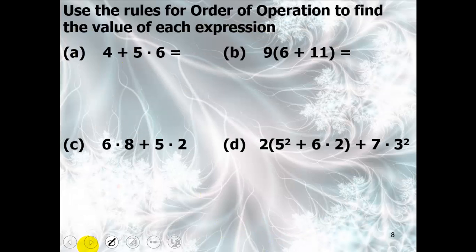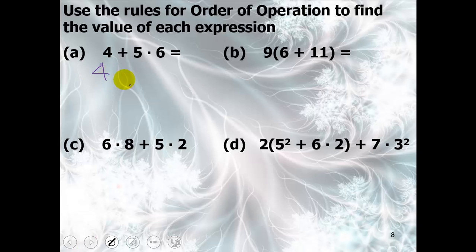Use the rules for order of operation to find the value of each expression. All right? Do I have any grouping symbols? Nope. Then I'm going to start with step 1. Do I have any exponents? Nope. So now I'm going to move to step 2. Do I have multiplication? Yes. Or division? Yes. So I'm going to do that first.